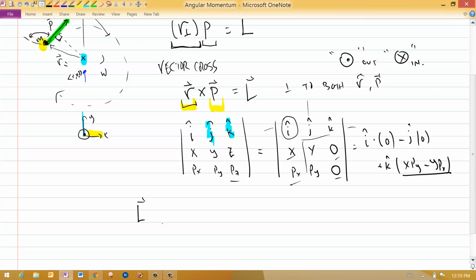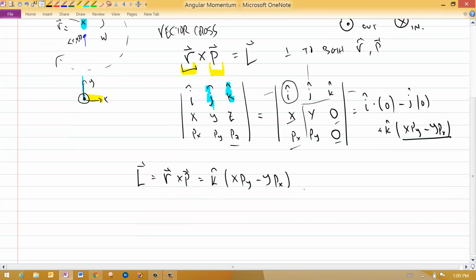So L is equal to r cross p. This is the orbital angular momentum, and it's the same thing as saying in the k direction you take the x component of the position and the y component of the momentum, and then you subtract the y component of the position and the x component of the momentum. This one points entirely in the z direction, so it is perpendicular to anything which is in the xy plane, so it's perpendicular to both the r and the p, and for our case here, it will be a constant. So that is the orbital angular momentum of an object that is moving around.